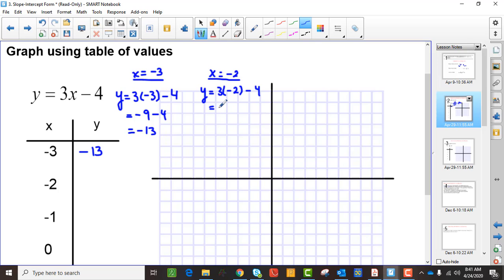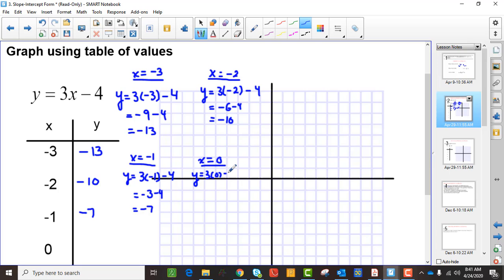So we have 3 times minus 2 now. That's minus 6 minus 4, and that gives me minus 10. Then if I plug in x equals minus 1, you get y equals 3 times minus 1 minus 4. That gives me minus 3 minus 4, and that gives me minus 7. I think you can probably recognize the pattern. We'll do one more, when x is 0. y is equal to 3 times 0 minus 4, and that gives me minus 4.